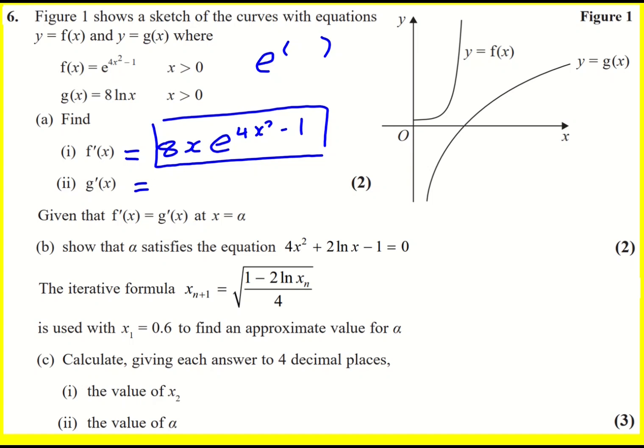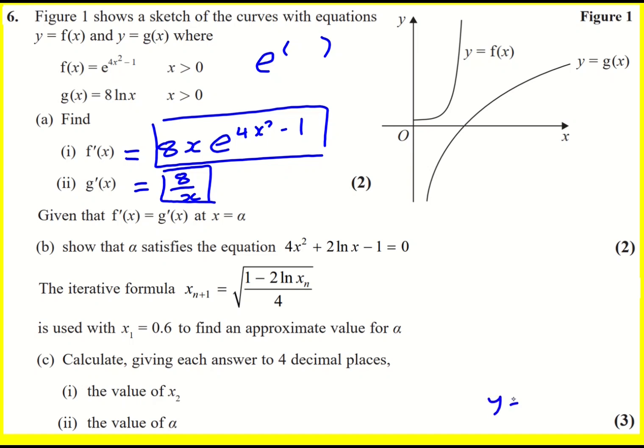Then g dash x, I'm differentiating 8 ln x. That just becomes 8 over x. So ln x, that's the standard result we need to know. You can, by the way, prove that. Why not? Let's do it.